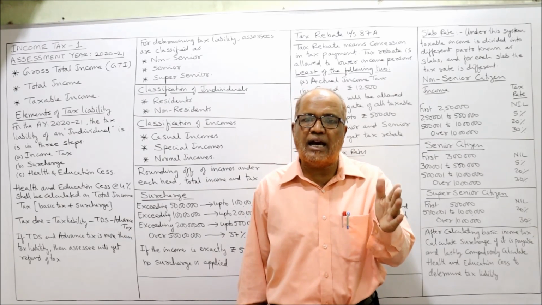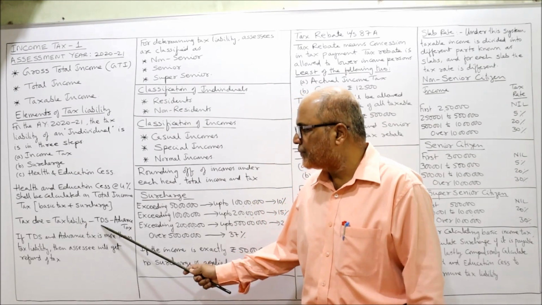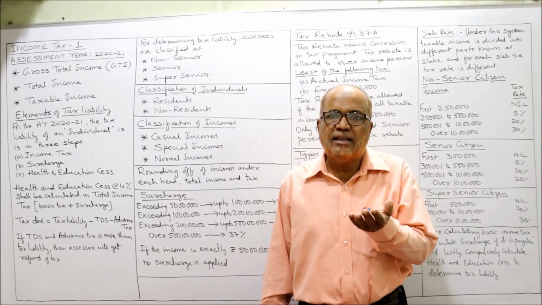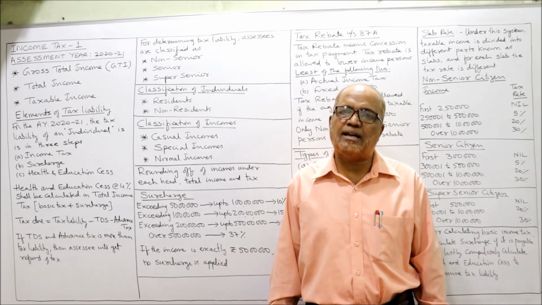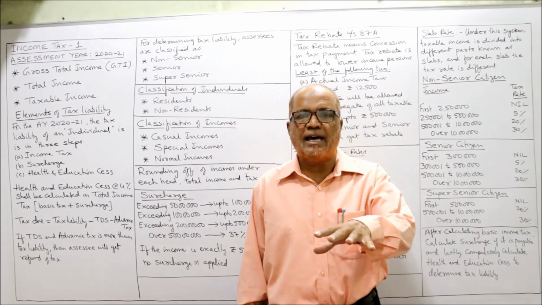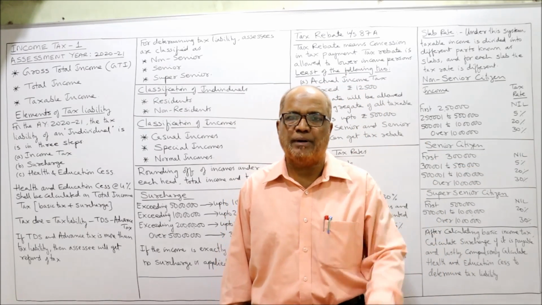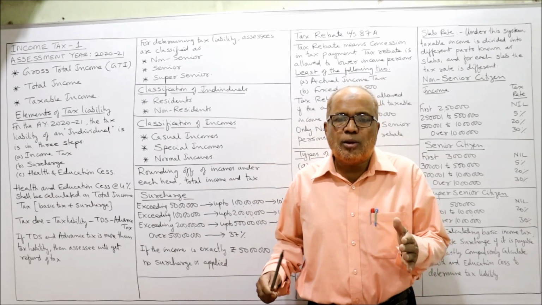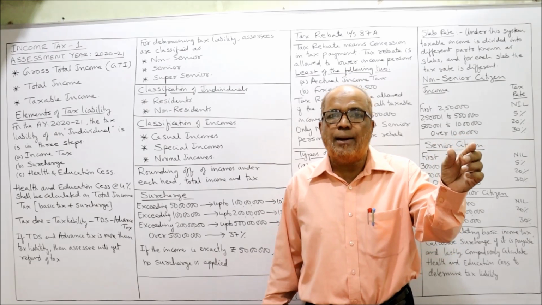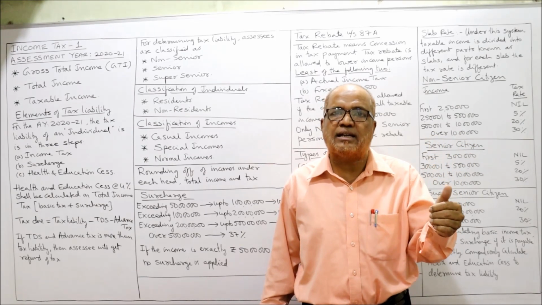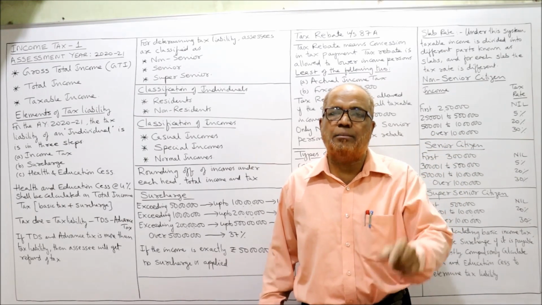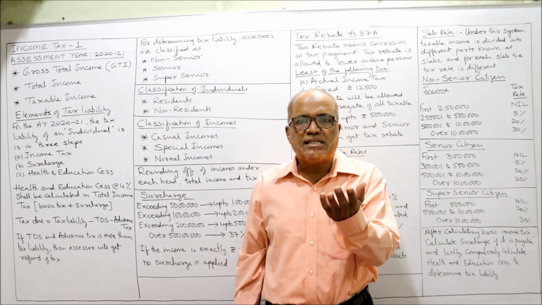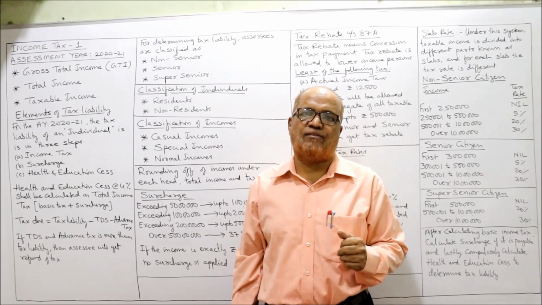TDS stands for tax deducted at source. Many assessees will get the net income after deducting tax. For example, if Mr. X is working in a company, in a department, his monthly salary is 50,000. According to the provisions of the Income Tax Act, the employer will deduct the tax amount from his salary income and the net amount will be paid to him. So the tax is deducted at source itself.